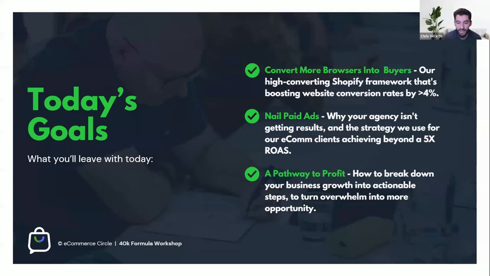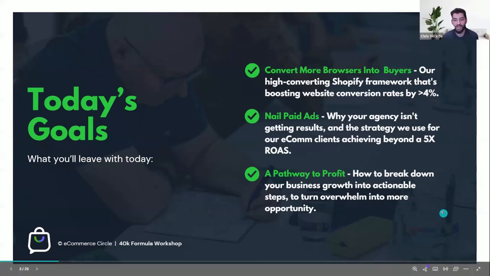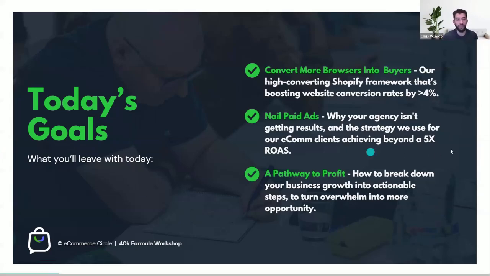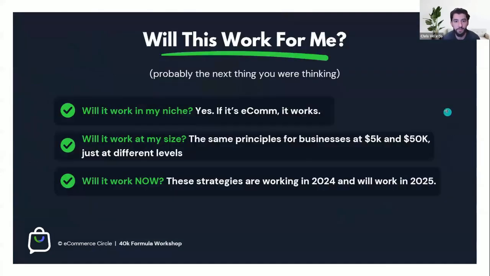Second is to nail paid ads. A lot of people here use agencies that don't give them good results, or they've tried to run them themselves and are struggling to just be profitable with ads. We're going to show you what we do to get profitable ad spend as well. And lastly is to help you create what we call a pathway to profit, which is breaking down your growth into actionable plans and what you need to work on over a 90, 180, 270, and 360 day plan over the next year. So let's go to the next slide.